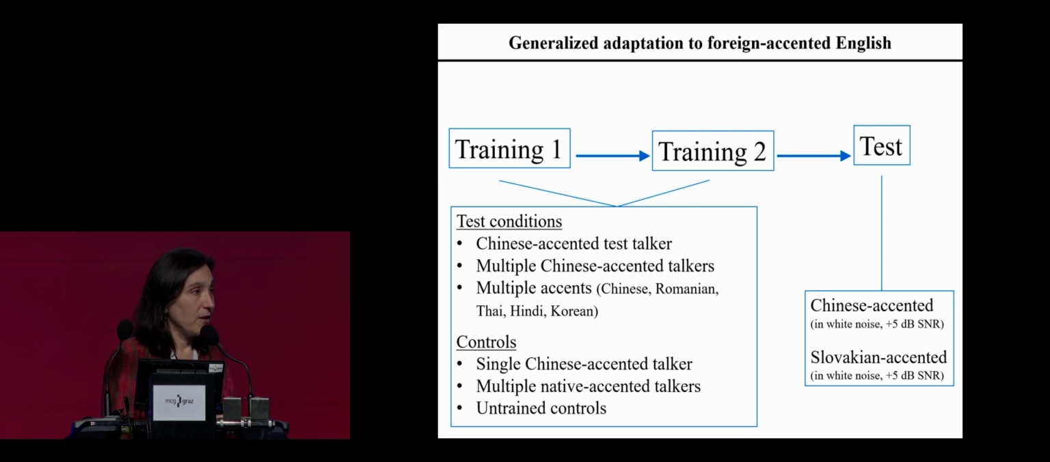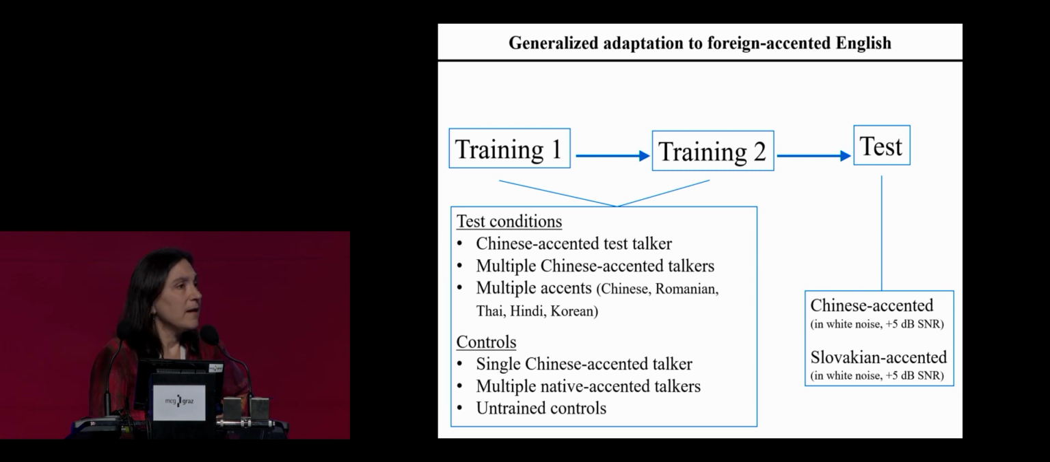The second training condition exposes the listeners to multiple Chinese accented talkers. So here they're hearing this Chinese accented English as produced by 5 different Chinese accented talkers, none of whom is the Chinese accented talker that they will be exposed to during test. So here we're looking for talker-independent adaptation to features of Chinese accented English, which remember are systematic because they are derived from the interactions between the L1 and the L2.